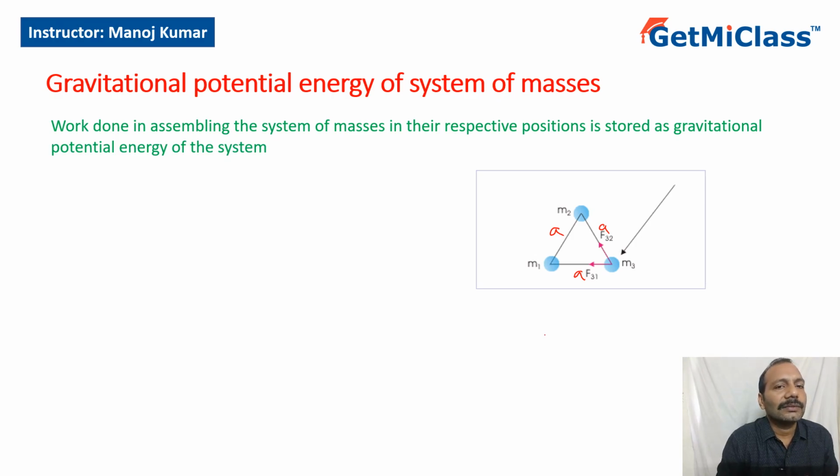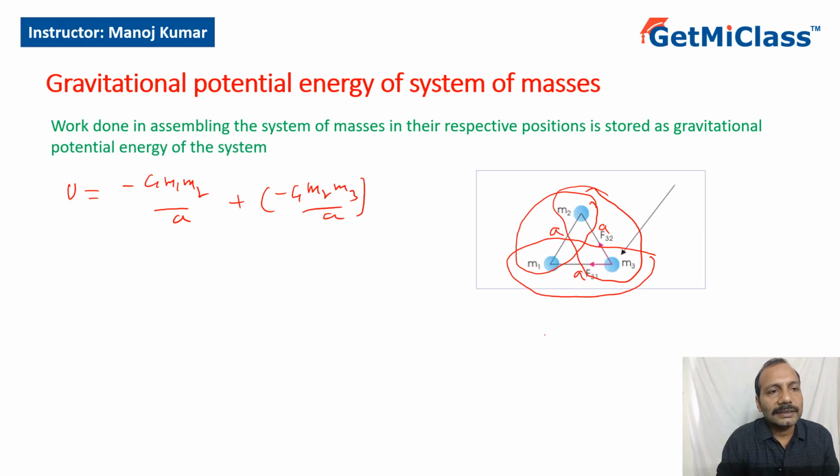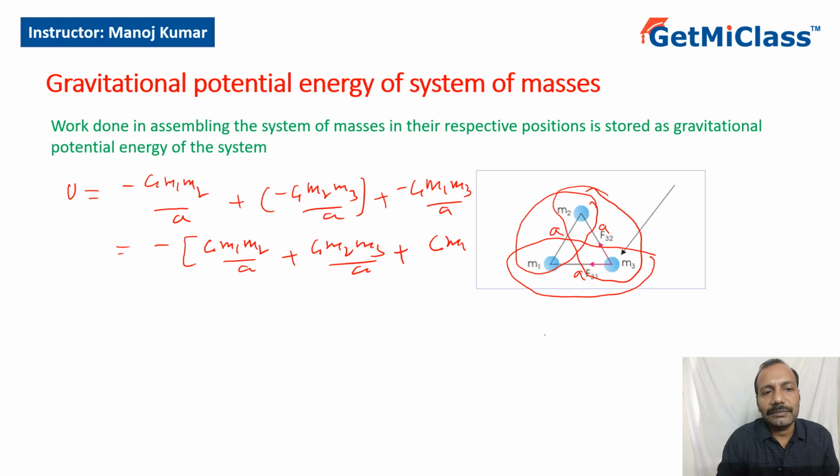So here the easiest way is I can just take the potential energy of this part, the potential energy of this part, and the potential energy of this part, and add them. Because potential energy is a scalar quantity, I don't have to bother about the directions. So I can say the total potential energy equals minus G m1 m2 by a, plus minus G m2 m3 by a, plus minus G m1 m3 by a. So in this way the potential energy would be minus of G m1 m2 by a plus G m2 m3 by a plus G m1 m3 by a. Right? So all the 3 possible combinations.